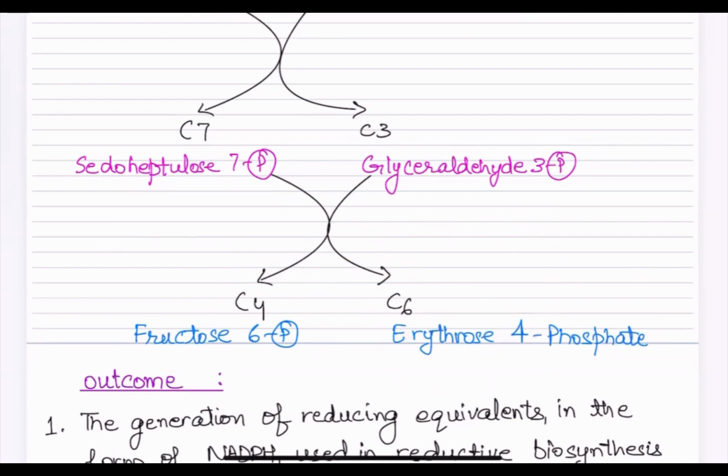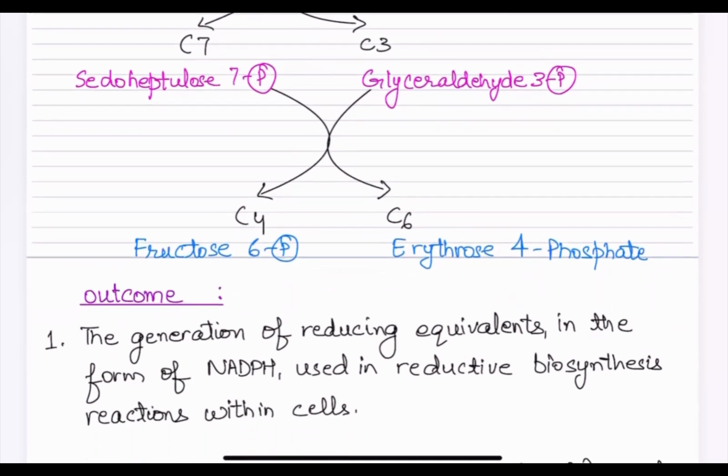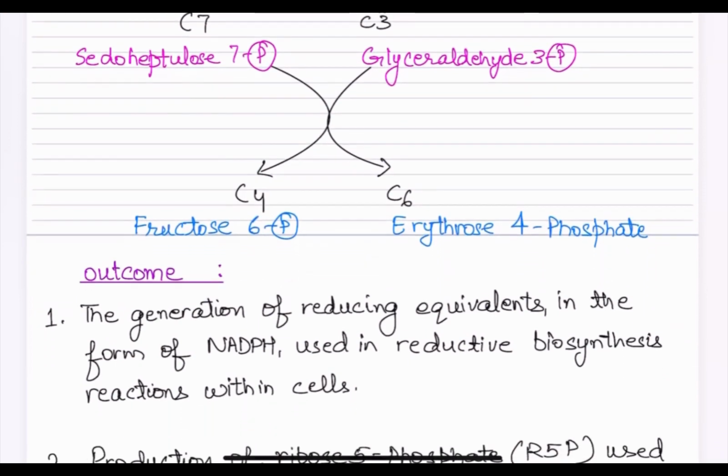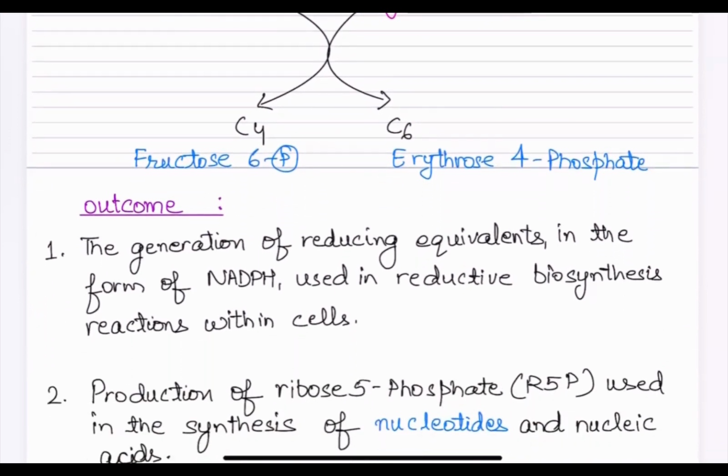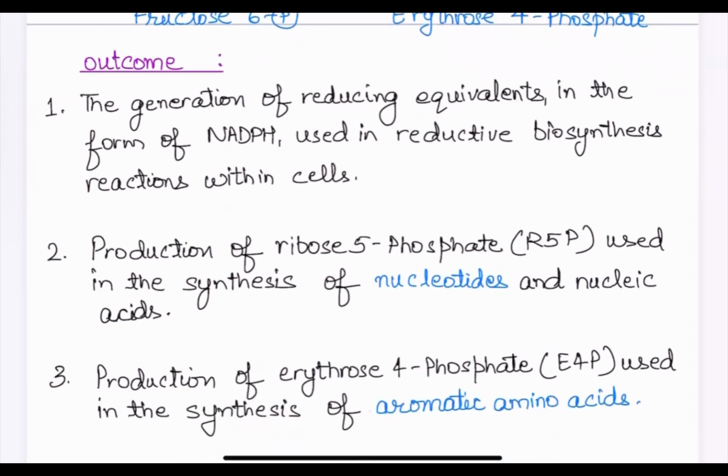Now, in mammals, the pentose phosphate pathway occurs exclusively in the cytoplasm. And in humans, it is found to be most active in the liver, mammary gland, and adrenal cortex. This pathway is one of the 3 main ways the body creates molecules with reducing power, accounting for approximately 60% of NADPH. The first outcome of this pathway is generation of reducing equivalents in the form of NADPH, which is used in reductive biosynthesis reactions within the cells.